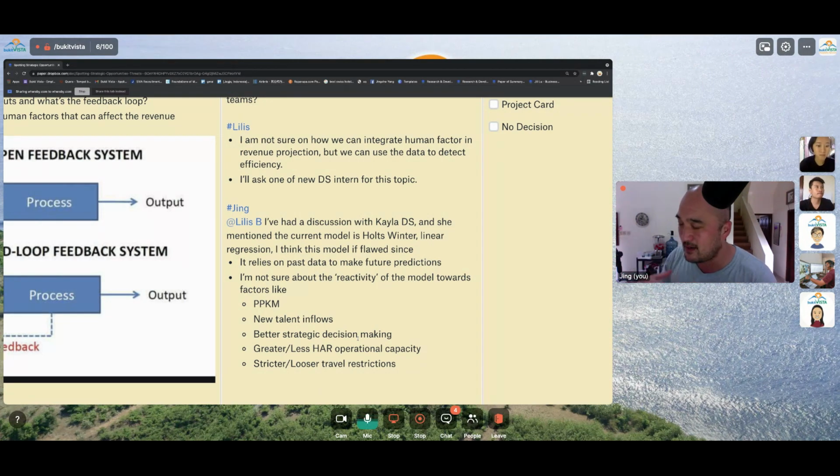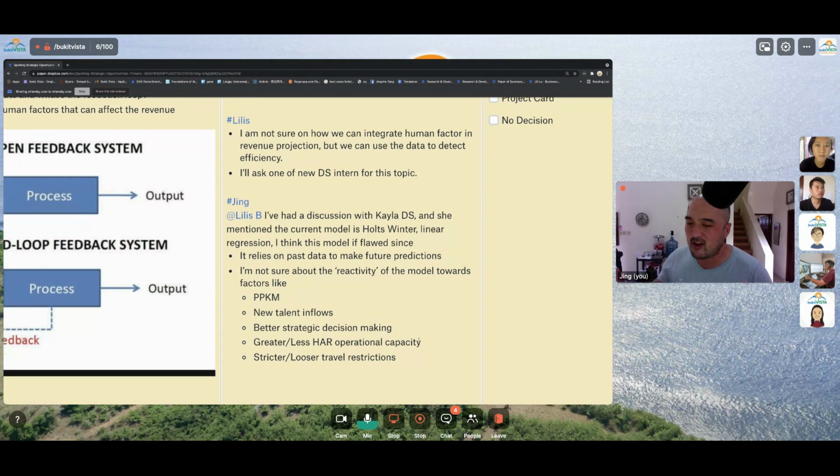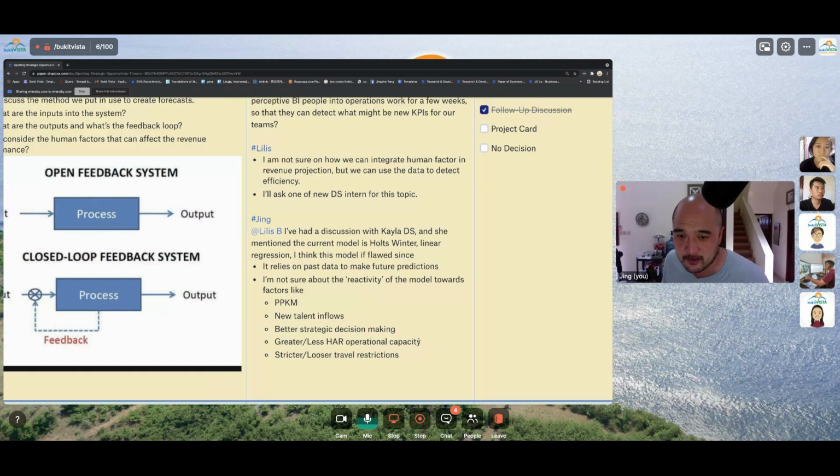Okay, but the actual system is not really like that at all because we have not reached a stable state in the company. There are all these big changes in inputs and resources. There are changes in things like PPKM, new talents coming in. We have better strategic decision capability than we did before. We have maybe greater or less operational capacity. We have stricter or looser travel restrictions. So I'm concerned our current model doesn't take any of that into consideration, so it won't be able to produce a reactive prediction based on that. So I'm turning to Lilith to see what she thinks.